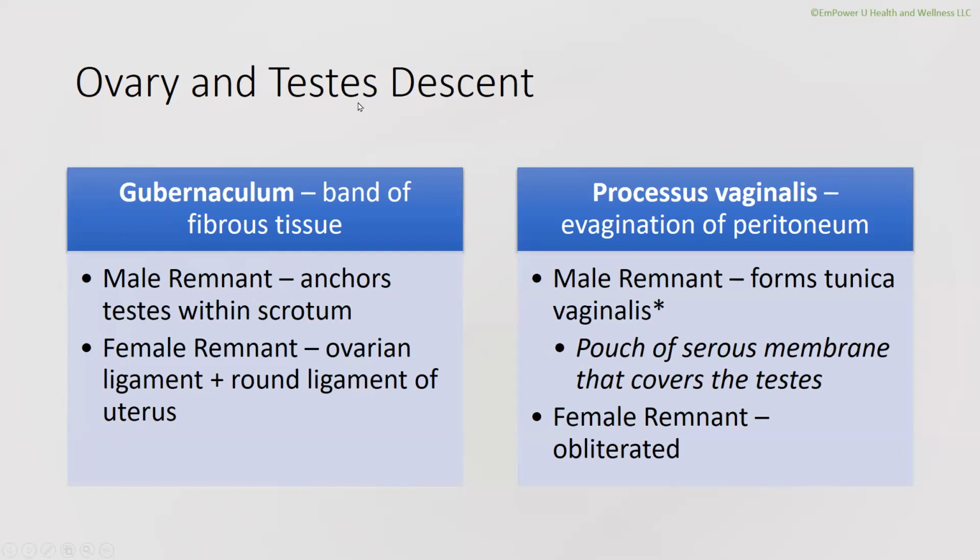The gubernaculum, I just wanted to say, because it's fun, is a band of fibrous tissue. The male remnant anchors the testes within the scrotum. The female remnant is the ovarian ligament and the round ligament of the uterus. So that's when I see the gubernaculum tested on: asking which female ligaments are present from the gubernaculum, or what is the developmental embryologic component that developed into the round ligament or the ovarian ligament. And gubernaculum would be your answer.